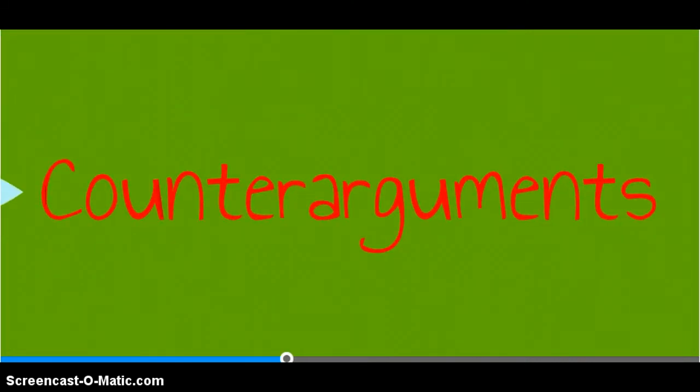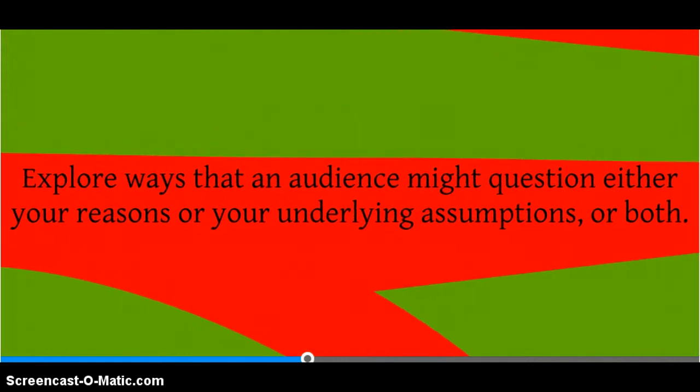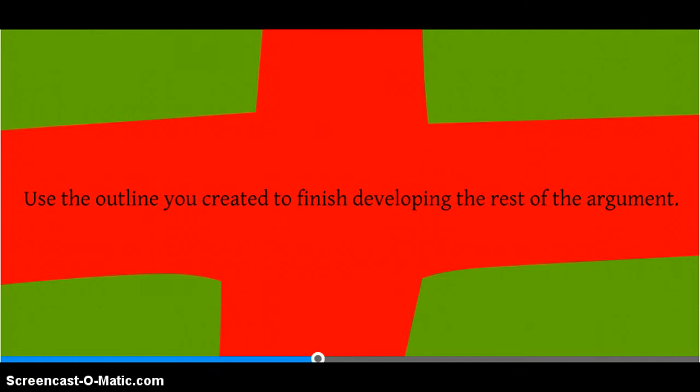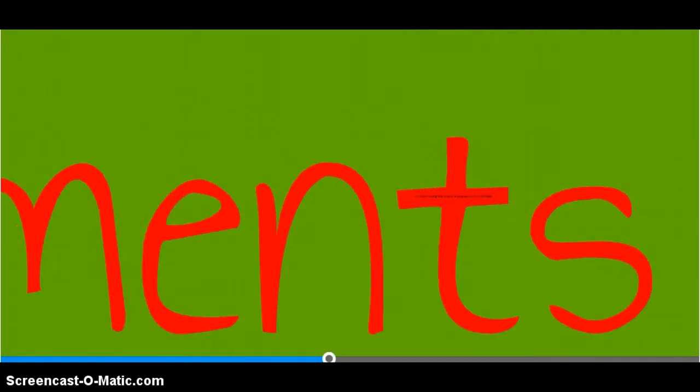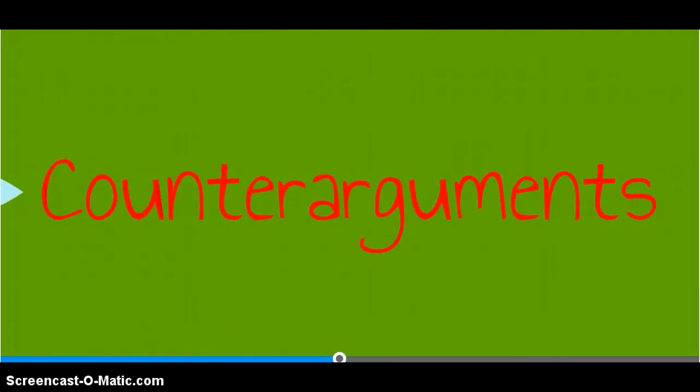Try to anticipate audience objections and counterarguments by exploring ways that an audience might question either your reasons or your underlying assumptions, or both. Use the outline you created to finish developing the rest of your argument. Consider using the Allen and Bacon Guide to guide you through this process.